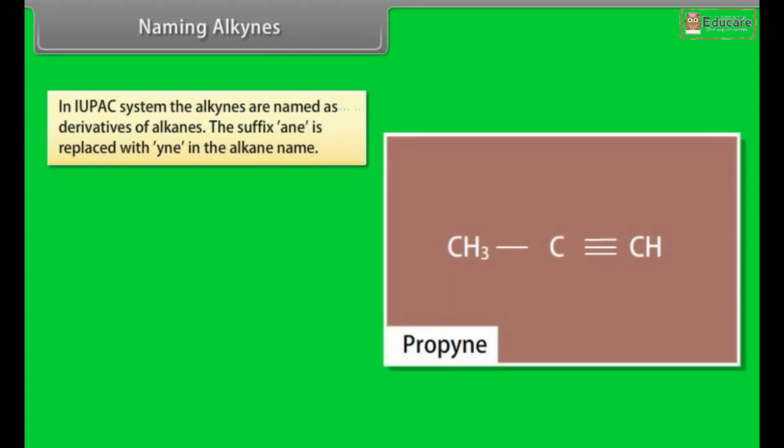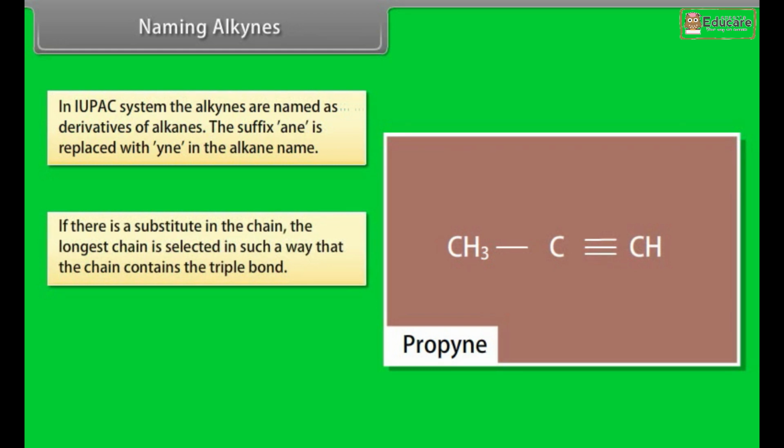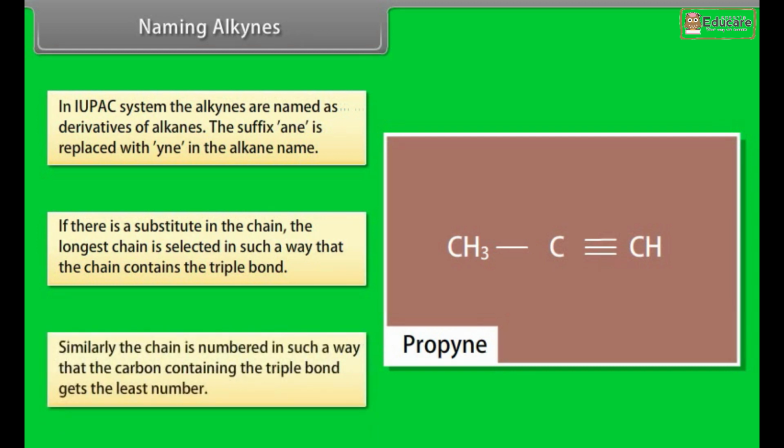For example, the given compound has 3 carbon atoms and hence the root name is propane. If the suffix "-ane" is replaced with "-yne", we will get the IUPAC name of the compound as propyne. If there is a substituent in the chain, the longest chain is selected in such a way that the chain contains the triple bond. Similarly, the chain is numbered in such a way that the carbon containing the triple bond gets the least number.